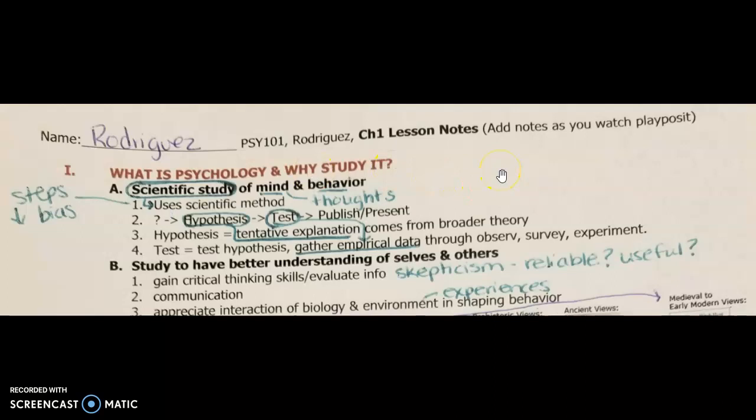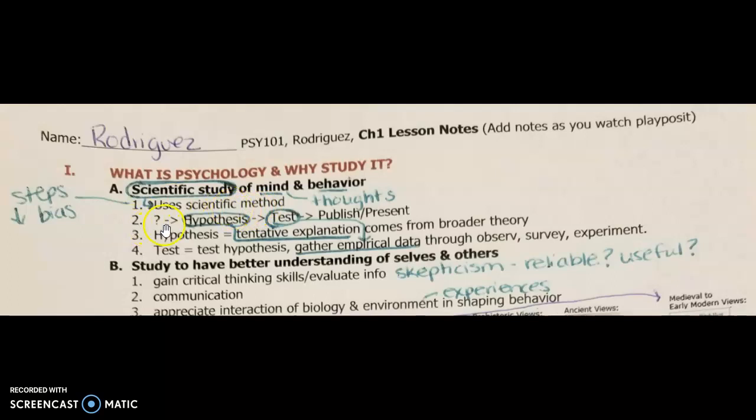So Chapter 1 starts off by defining psychology and explaining why we study it. So what is psychology? Psychology is the scientific study of mind and behavior. Scientific study refers to using the scientific method, going about and studying our thoughts and our behaviors in a step-by-step way so as to reduce bias. So it's scientific study, meaning uses a scientific method.